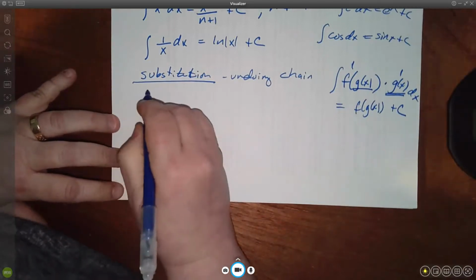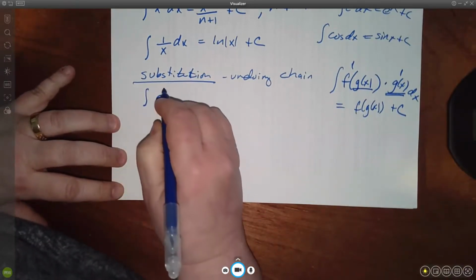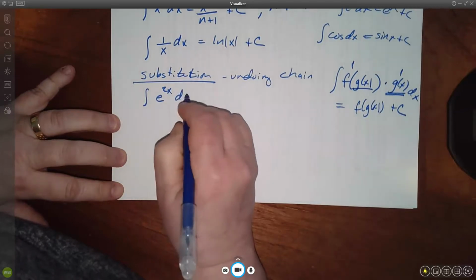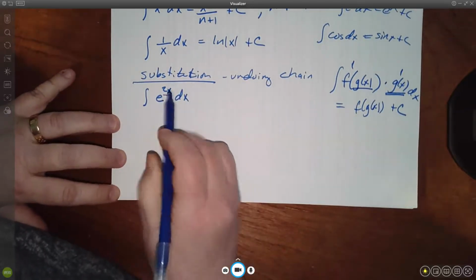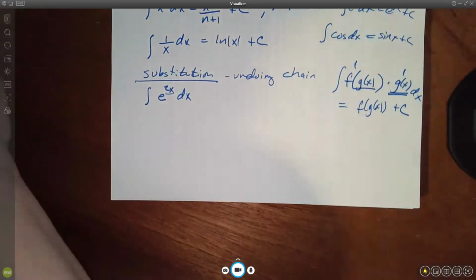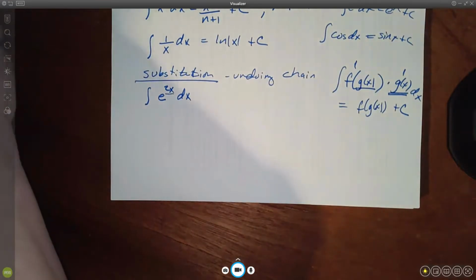So example, let's say we have the integral of e to the 2x dx. Well, the derivative of the inside is 2. We don't have a 2, but we can divide by 2.